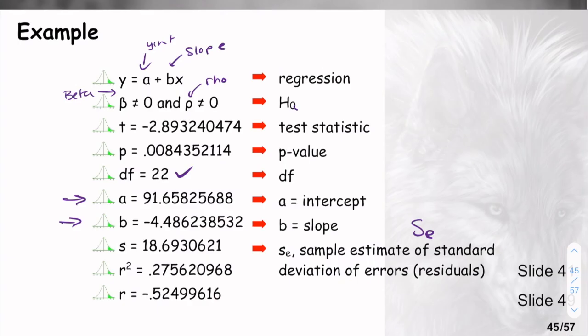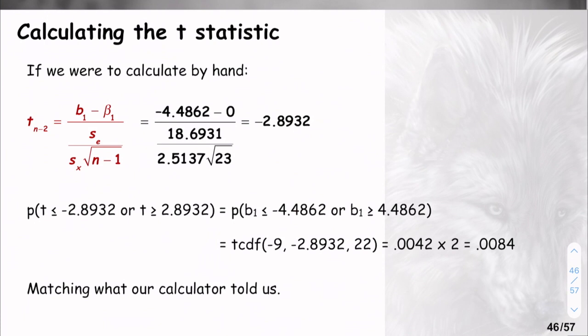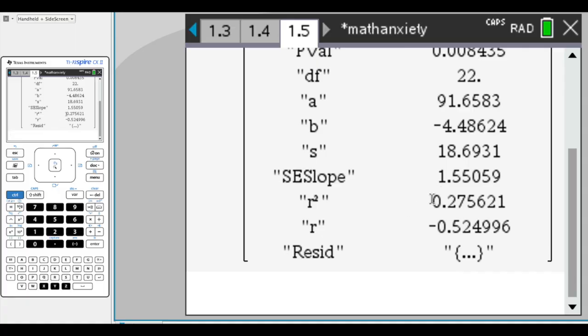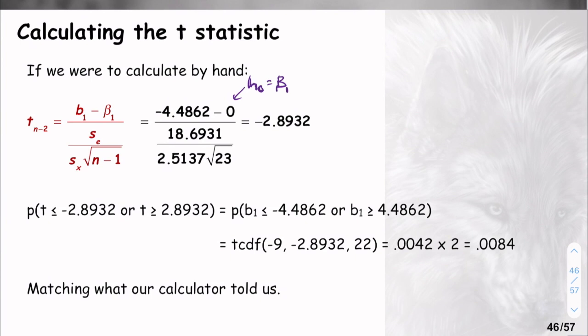So let's put this together and confirm what we did. If you were calculating this by hand, we would take our slope, negative 4.486, minus our hypothesized slope. So this is our null, beta sub 1. And then a couple other things that we have below here. We have our standard error, or S, so this is our 18.6931, divided by our standard deviation of our x variables. Now that's not given in any of our calculations so far. So how do we get that?